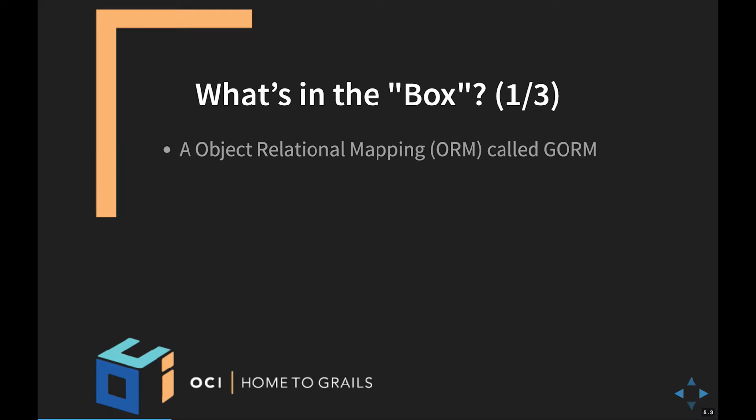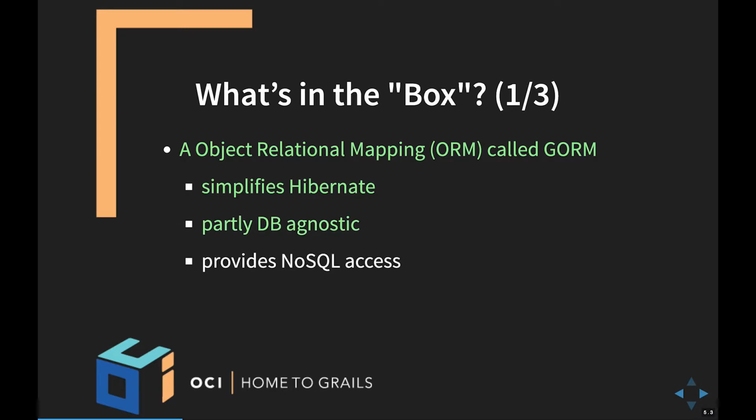So what is in the box? Well, as I said, it has the object relational model called GORM that wraps Hibernate. But it is also partly database agnostic, so you have implementations for NoSQL databases. That will be Redis, MongoDB, Cassandra, and there's another, Neo4j. That's also one of them.